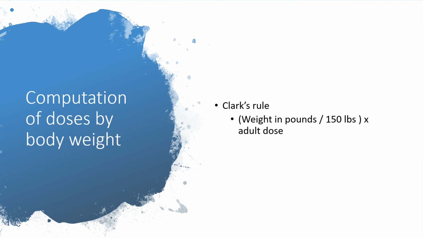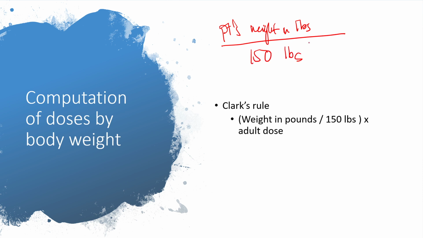Next we have Clark's rule. Clark's rule is also based on weight and it is suited for our pediatric patients. Clark's rule is the patient's weight in pounds over 150 pounds times the adult dose. So 150 pounds is the average weight of a person. So Clark's rule is the patient's weight in pounds over 150 pounds times the adult dose.